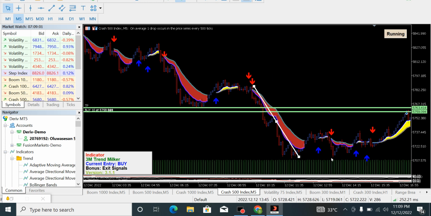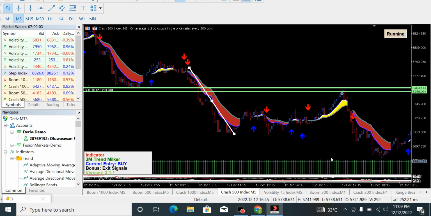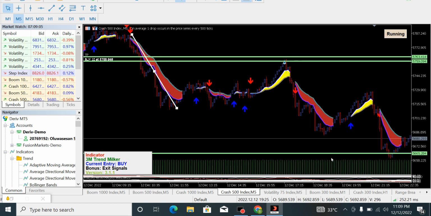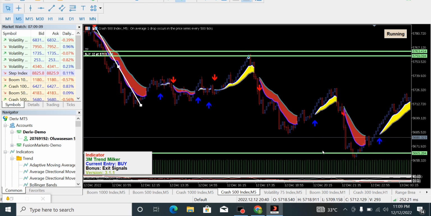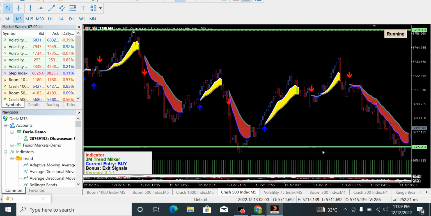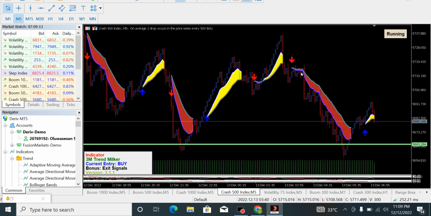Because it is within the right trend. The same thing is applicable right here. You can see it kept on crashing down. This is because it is within the right trend. Check out this too. You can see right from here to here, even though it's trying to go back on buy trend, the forces are not strong enough. And check it out, this is still crashing down.